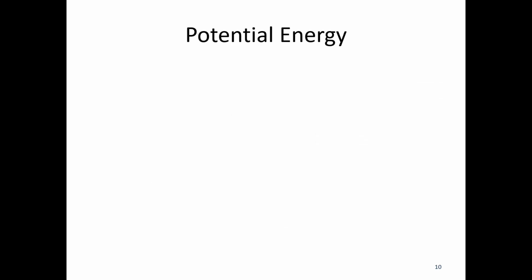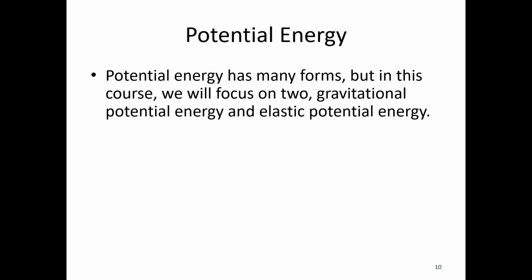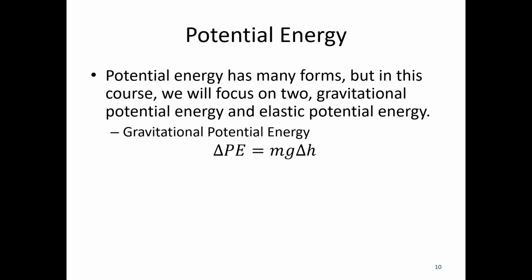All right, next, moving on to potential energy. So it has many forms, but in this course we're going to focus on gravitational and elastic. So our gravitational potential energy, delta PE, is going to be mg delta h. We'll go into more detail on this. g is the acceleration due to gravity, so this is our 9.81 meters per second squared, or 32.2 feet per second squared, depending on what units we're using. And then delta h is the change in height of the object. If I move upwards vertically, that is a positive number. If I move downwards vertically, that is a negative number.